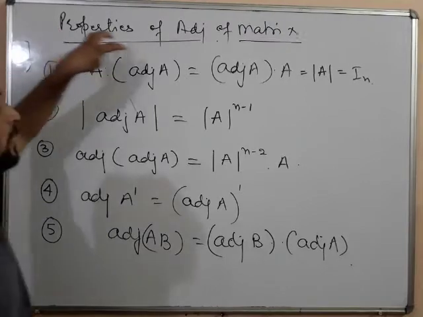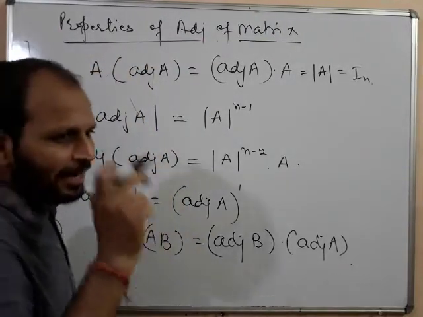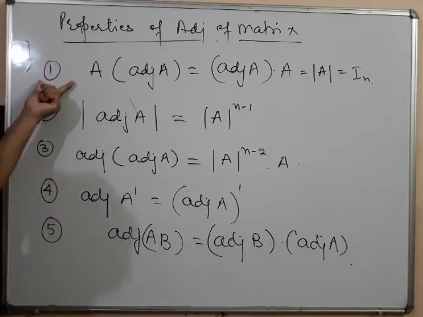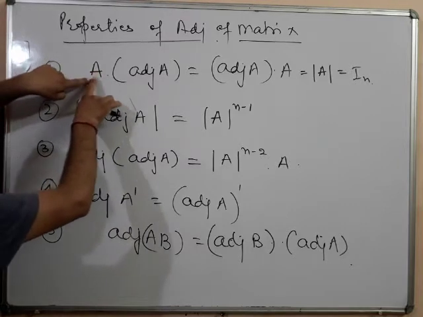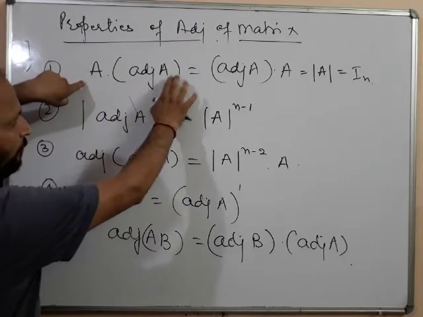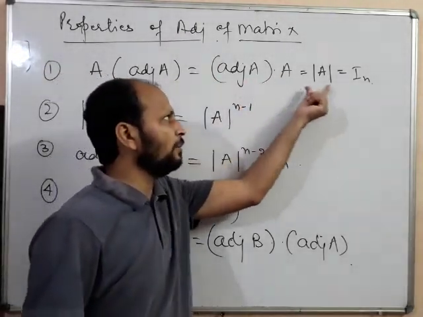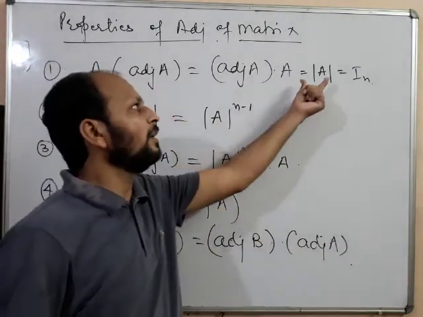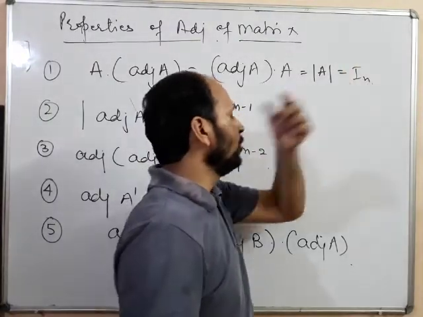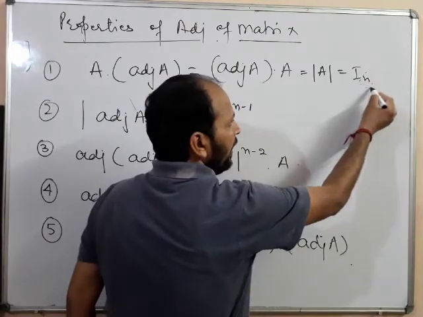Now the properties of the adjoint of the matrix. If A is any square matrix, then the first property is that the product of matrix A and the adjoint of A, which is equal to the adjoint of A into A, will be equal to the determinant of the given matrix times the unit matrix, or the identity matrix, of order n.